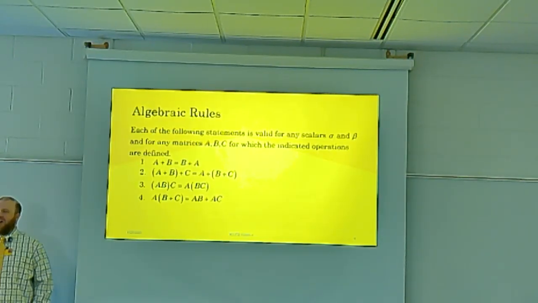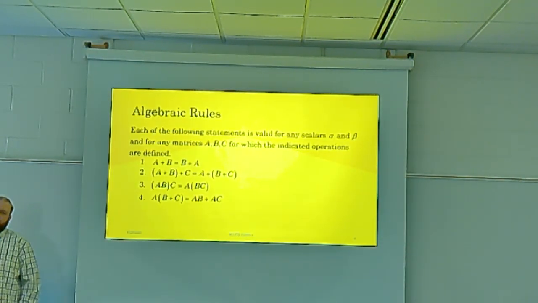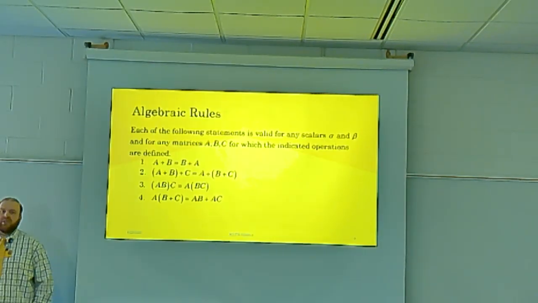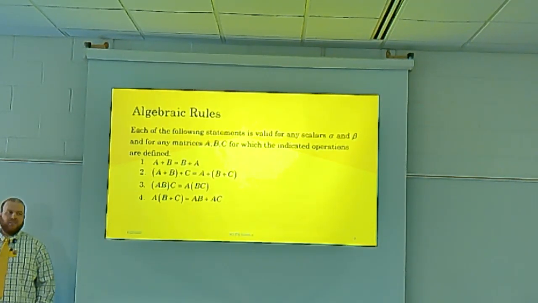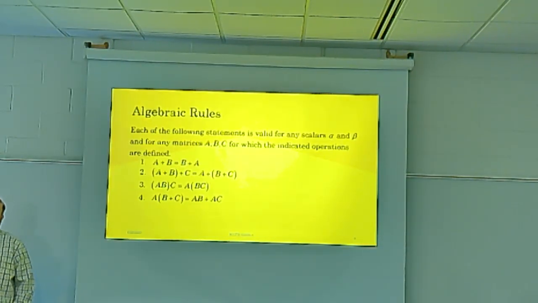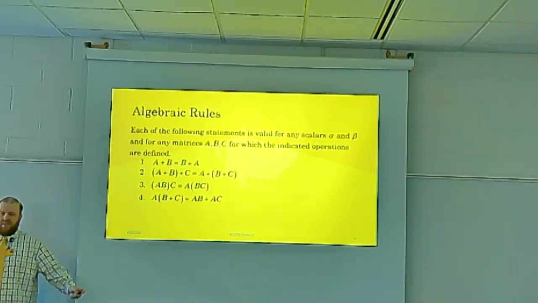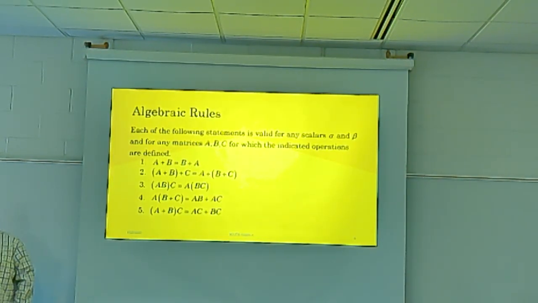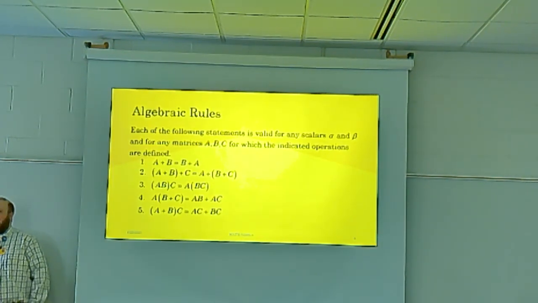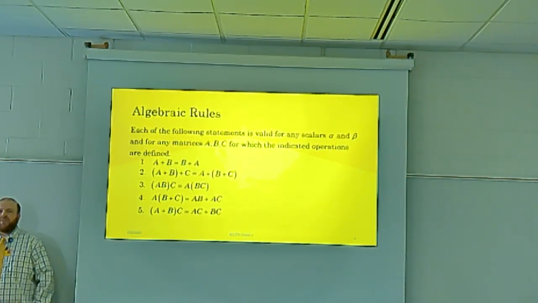Matrix multiplication does distribute across matrix addition from the left. Right, so this is a left product. It also distributes from the right. Remember, you've lost commutativity, so you have to have two distributive properties.